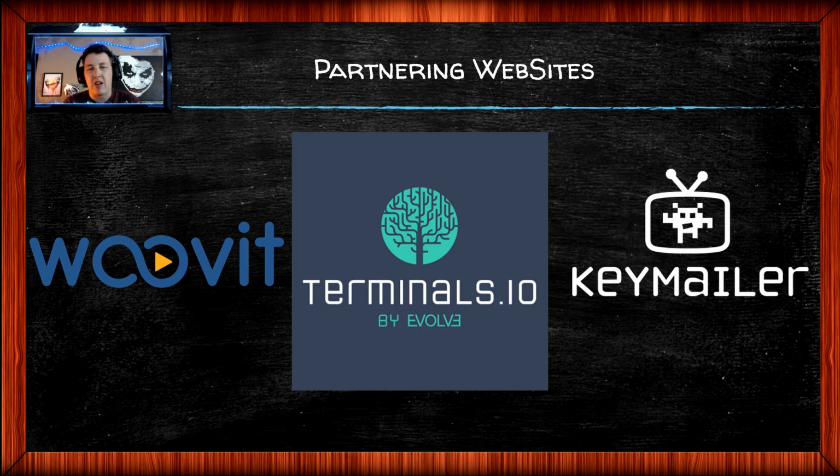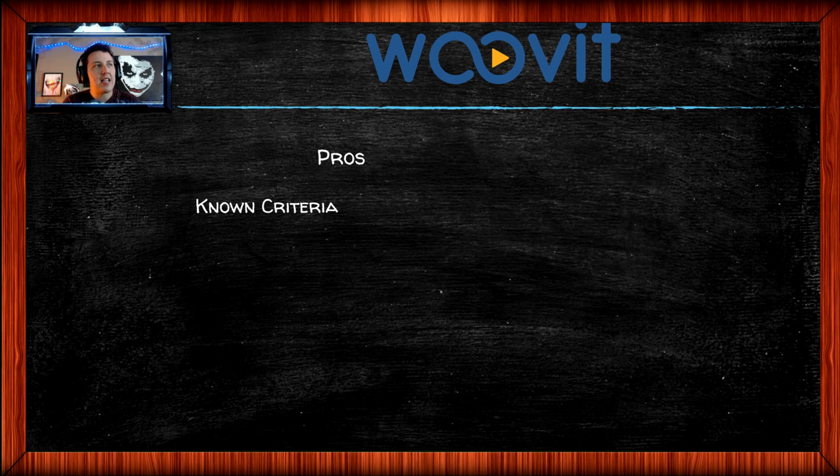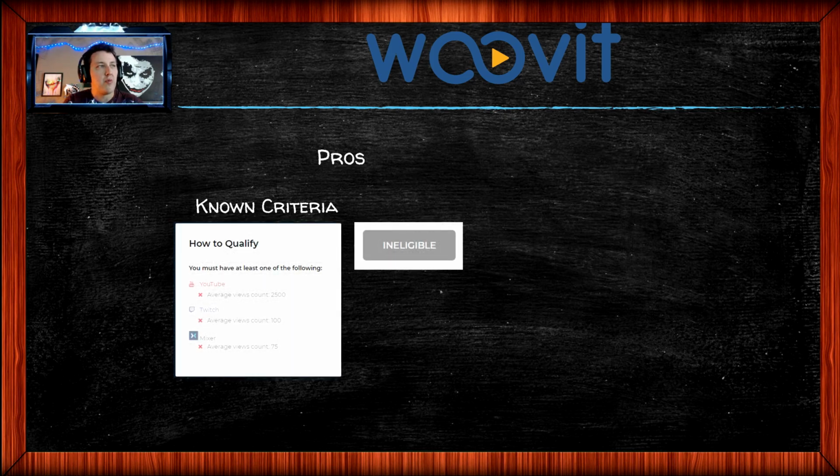I started with Hoovit only because Hoovit was the site I started using first. And a big pro of Hoovit is that it's a known criteria. I really like the fact that they tell you outright what you need in order to be eligible for a video. So when you click into a video you're not eligible for, it's going to tell you why. You don't have the right amount of view count, you don't have the right amount of viewers on Twitch, your Mixer count isn't high enough. Sometimes it'll tell you that you don't have enough followers or enough subscribers. Kind of keys you in.